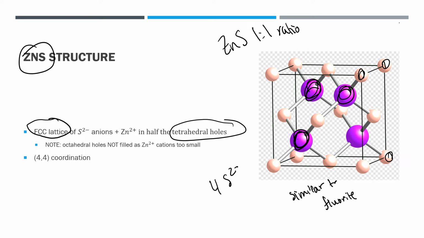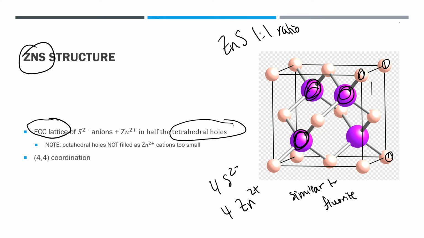And each zinc is not shared between any unit cells. So we just have 4 zincs. Right, and this agrees with our stoichiometric ratio. We have 4 zincs to 4 sulfurs, which is a 1-to-1 ratio, which is exactly what we expect. So essentially, this zinc sulfide is just an FCC lattice of our sulfur anions, with the zinc filling the tetrahedral holes. Exactly what I said previously.